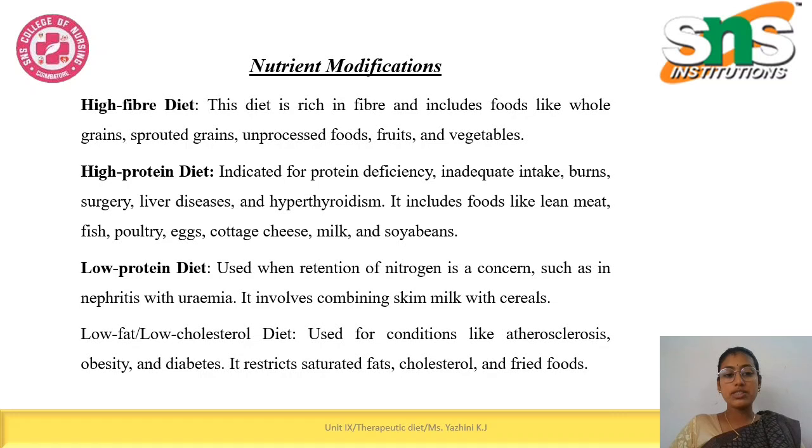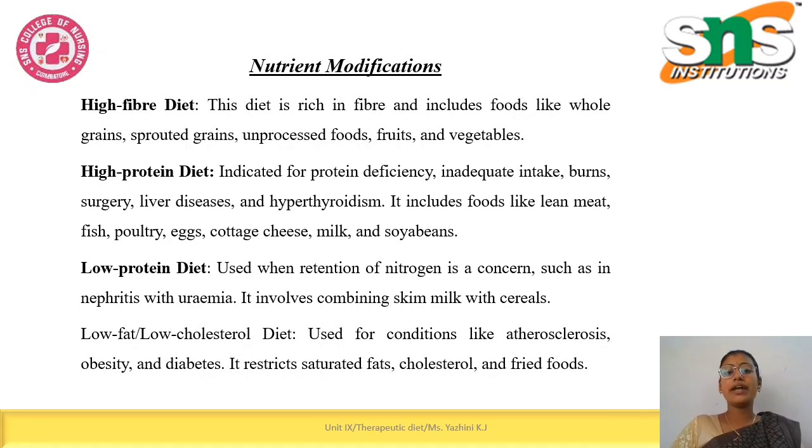Here, the first type is the high fiber diet, which is rich in whole grains, sprouted grains, unprocessed foods and vegetables, which promote digestion. Fiber is the most important thing for promoting digestion. And the high protein diet is used for protein deficiencies, burns, surgeries, liver diseases or hyperthyroidism, and includes meat, fish, poultry, eggs, cottage cheese, milk and soybeans.